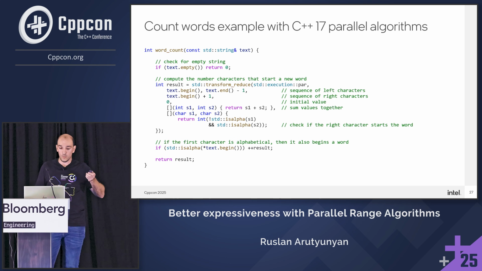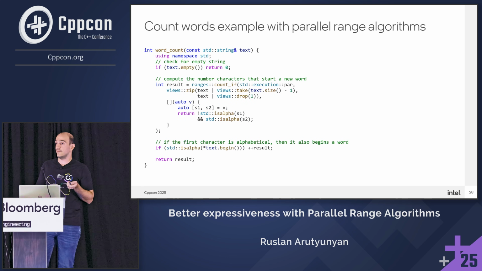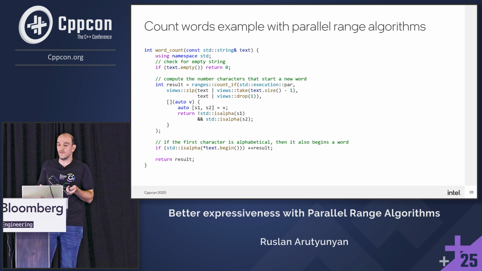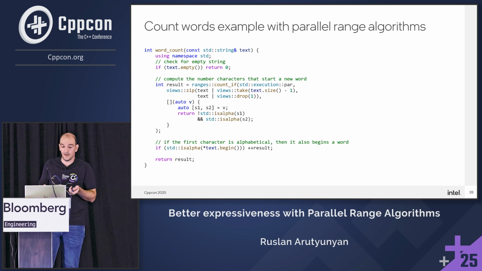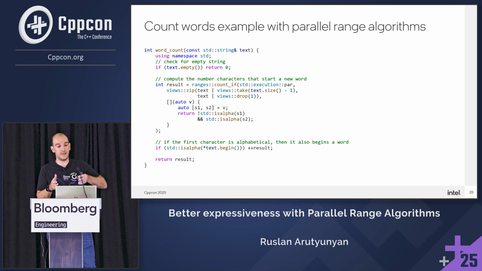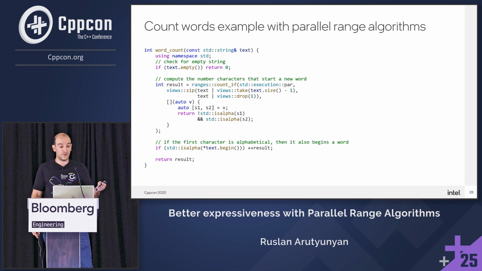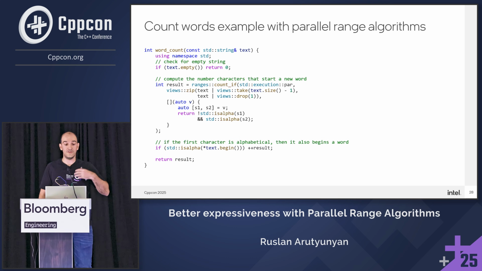Then, what we have with ranges. We now use count_if, which is much more logical for this use case, right? We use zip, which does exactly the same, cutting the same sequence, 1 from the end and another one from the beginning. We use zip of text piped with take view, and then comma, zip of text piped with drop view. And then we have a lambda, which again does the natural thing.